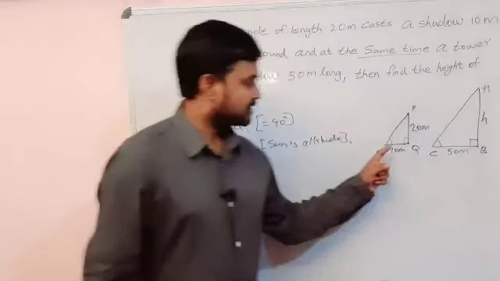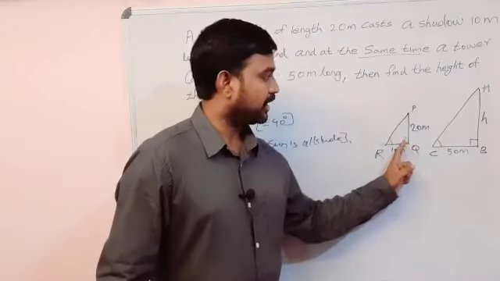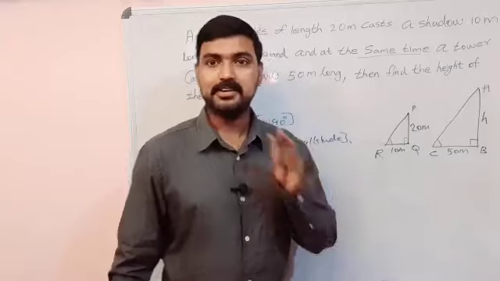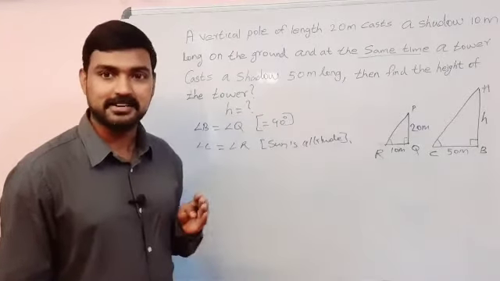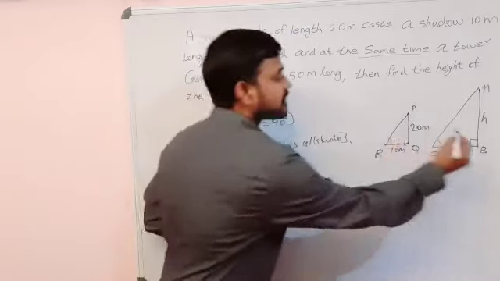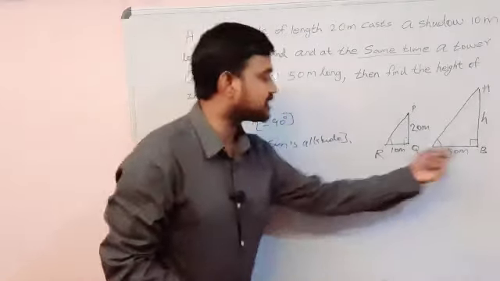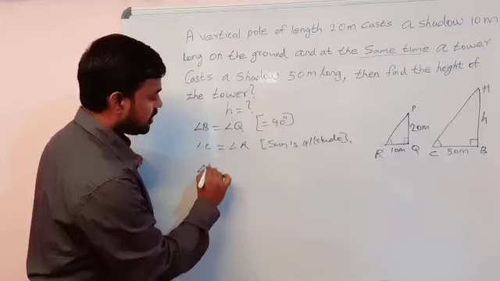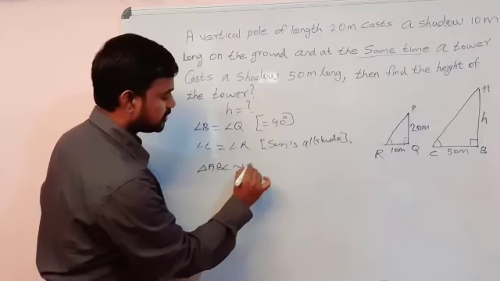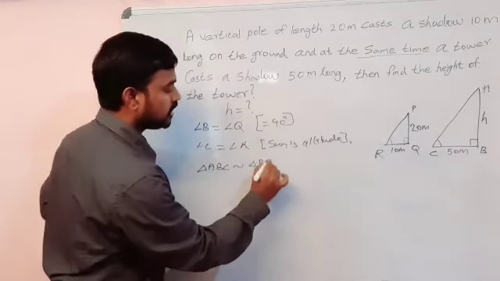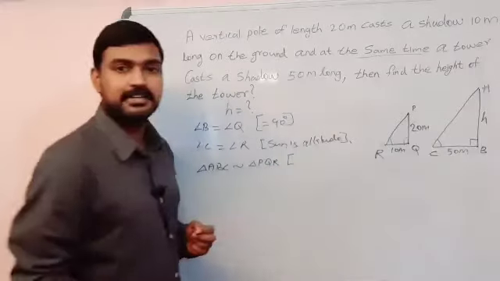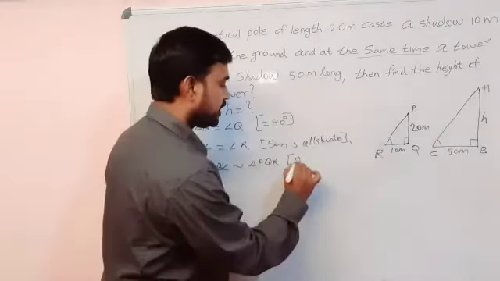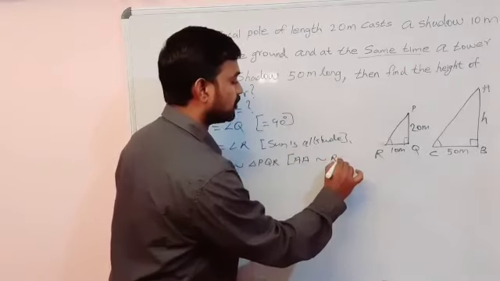My dear students, these two angles are equal and these two angles are equal. Then we can say by AA similarity rule, which we studied in previous class, these two triangles are similar. What are the triangles here? Triangle ABC similar to triangle PQR. So which criteria did we apply here? We applied AA similarity rule.